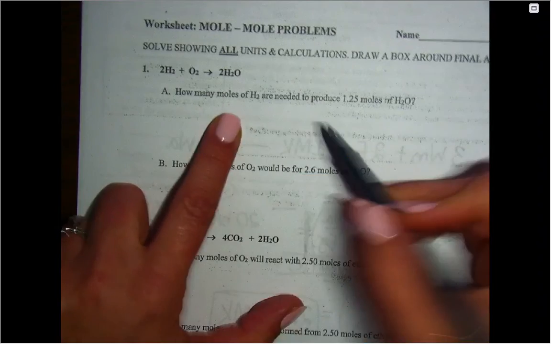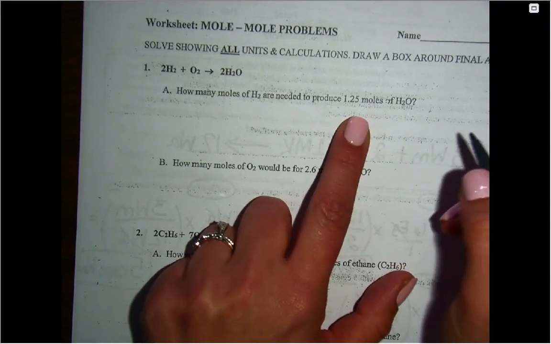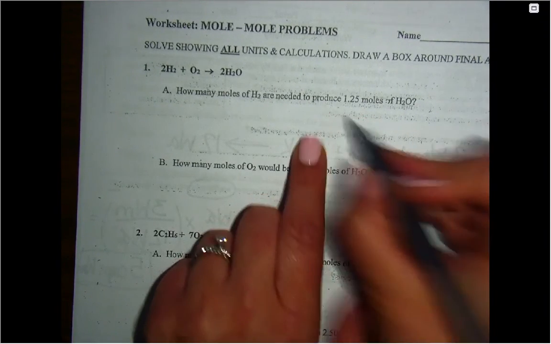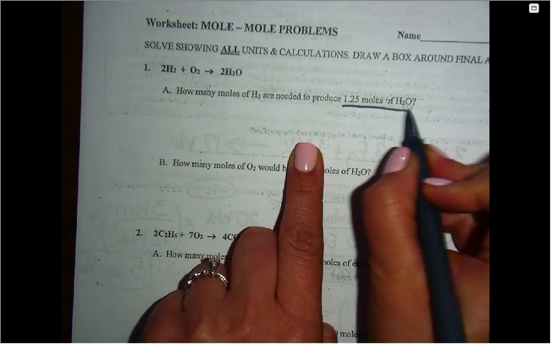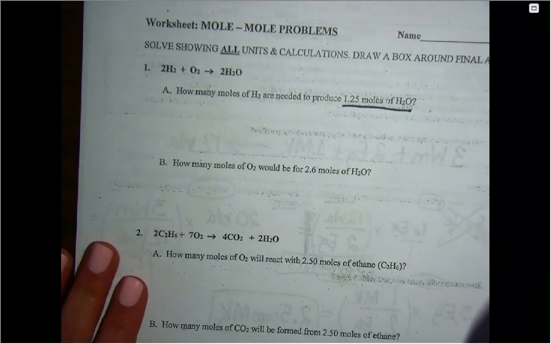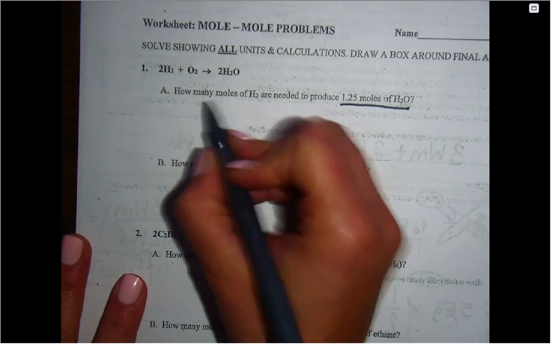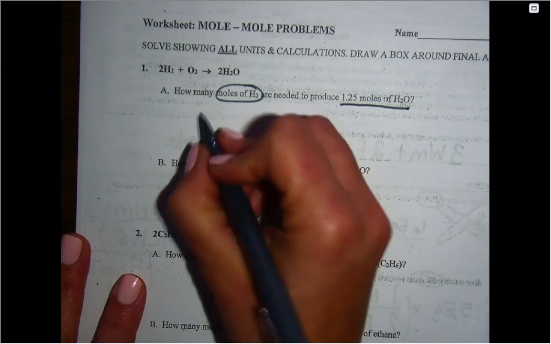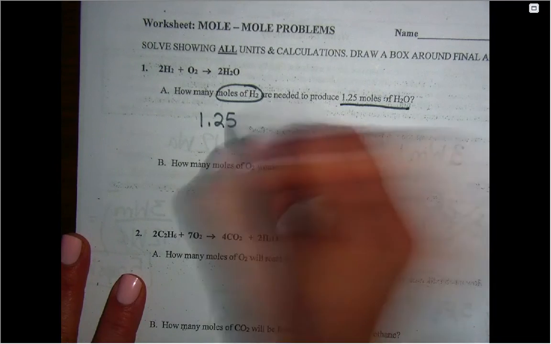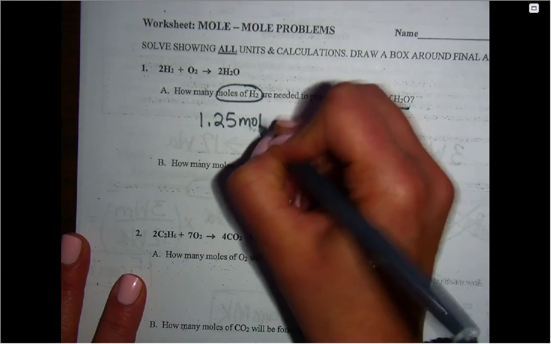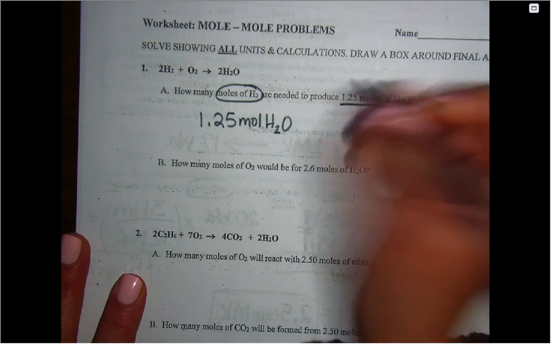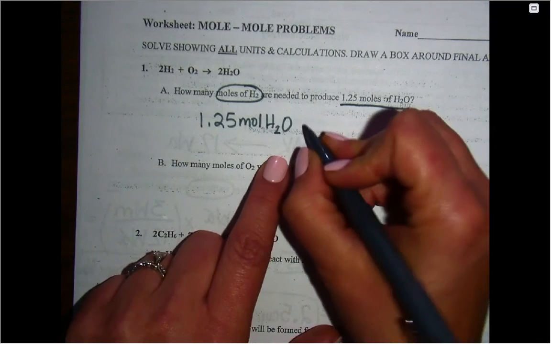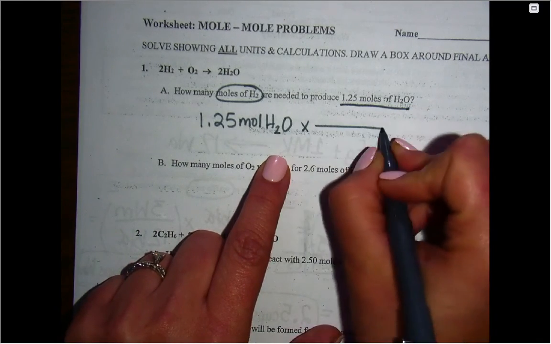So we have how many moles of H2 are needed to produce 1.25 moles of H2O. So we're going to underline our number with the words attached to it. We're going to circle what the question is asking for. How many moles H2? We're going to set it up: 1.25 mole H2O.